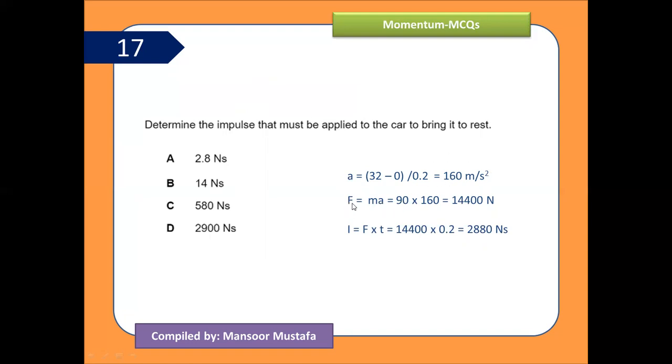Now we find the force. That force is the product of mass and acceleration, so this is the value of force. Now we can find the impulse simply by multiplying this force with the time. So we'll get an answer of 2880 Newton second. But in the given options that is not available. So we'll choose the nearest one, that is 2900 Newton second. So that is the correct option for this question.